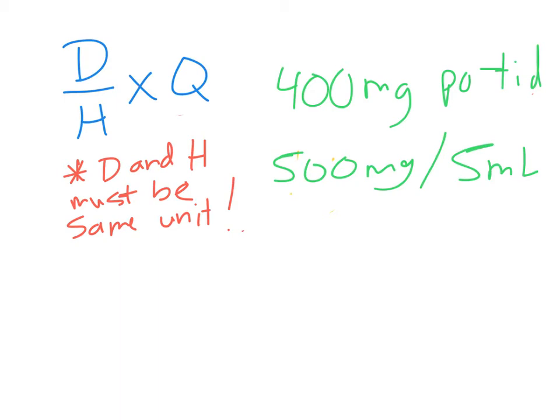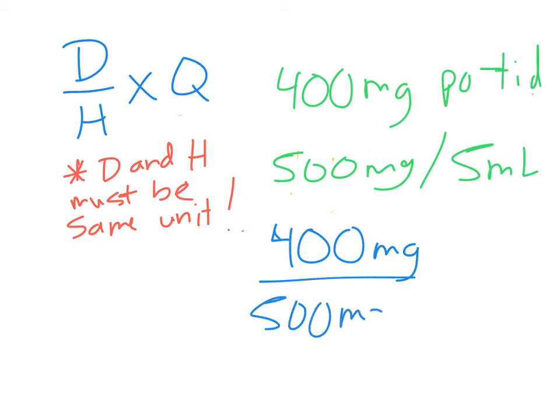So we would set this up as D over H times Q. Our D, our doctor's order, again, is 400 milligrams. H, our dose on hand, is 500 milligrams per, and our quantity in this case is 5 milliliters. So we would take 400 divided by 500, which gives us 0.8. 0.8 times 5 would be 4. So our answer would be 4 milliliters. Remember, the unit of your answer matches the unit of your quantity. It's a liquid medication, so we need to give a certain amount of liquid. In this case, it's milliliters.